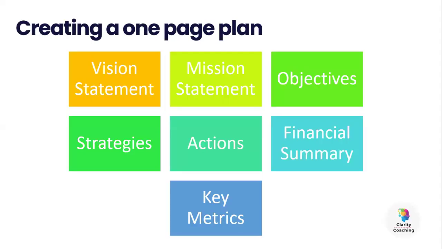So creating a one-page plan, what does it need to have? We need to have a vision statement. A vision statement is a brief statement that describes the future state of your business. What does it aim to achieve? So, for example, if you were a home cleaning company, your vision may be to be the leading provider of eco-friendly home cleaning solutions in the Southwest.